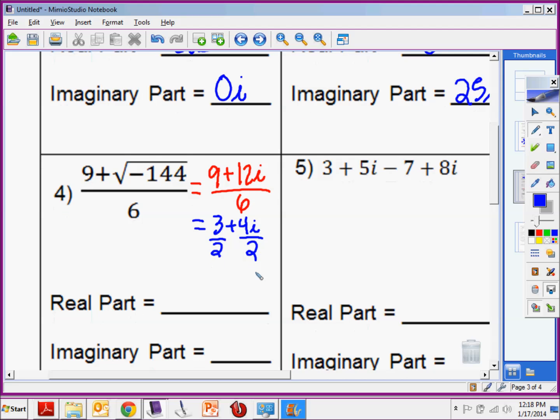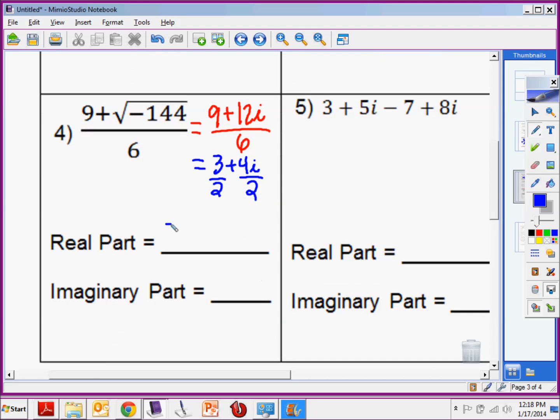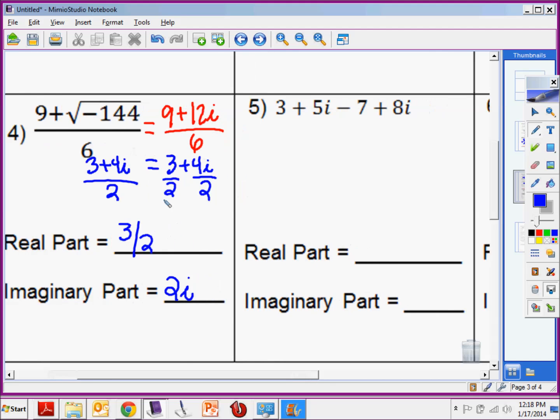So what's my real? 3 over 2. There you go. And what's my imaginary? 2i. Because what's 4 divided by 2? 2. So that's why I separated this, so you could see your real and your imaginary. Yes, you could have just written it as 3 plus 4i over 2, but would that have quickly told me what my real and imaginary were? No.